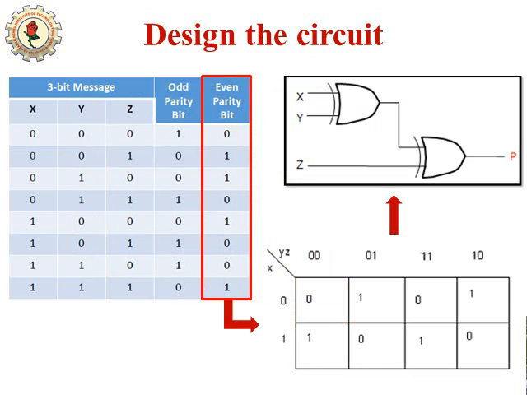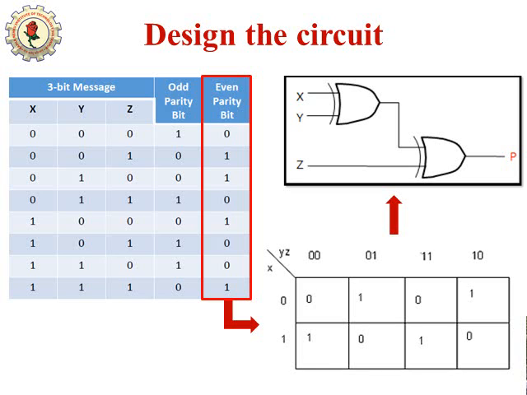In the next slide we are designing even parity. Even parity means we have to make the total number of ones even, including the parity bit. You can see the first row will be all zeros, and in the last row all inputs are 1 1 1. To make it even, we need the parity bit to be 1.